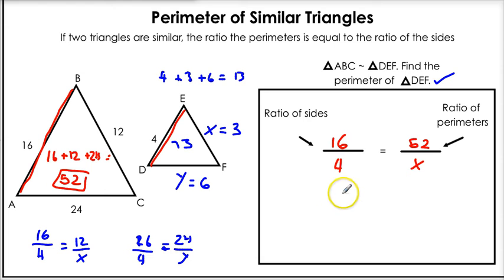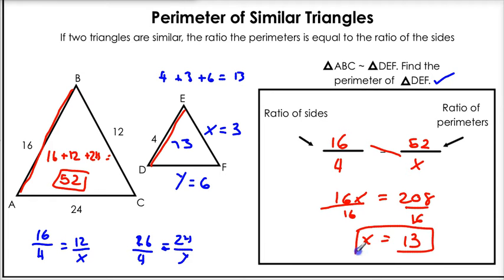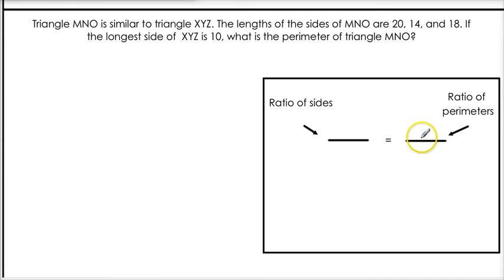Now we cross multiply. We get 16x is equal to 208. Divide both sides by 16, and we get x is equal to 208 divided by 16. Well, look at that. We also get 13. So that's just an easier way to do these problems. You could just set up the perimeter. So the ratio of the sides is equal to the ratio of the perimeters. Bigger perimeter over the small perimeter. We always do bigger over smaller. Well, let's see if that can help us with this problem.